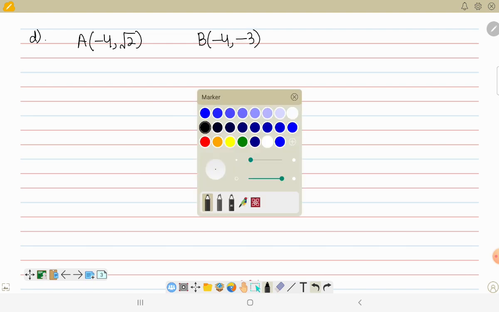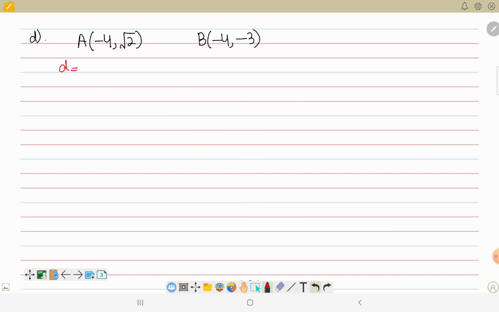So for the D part, we have A point having coordinates -4, square root 2, and B point having x coordinate -4 and y coordinate -3. Let's write down the distance formula again. Distance is represented by small d, square root of x2 minus x1 whole square plus y2 minus y1 whole square. Here we have x1 and y1, x2 and y2. So let's apply the formula.